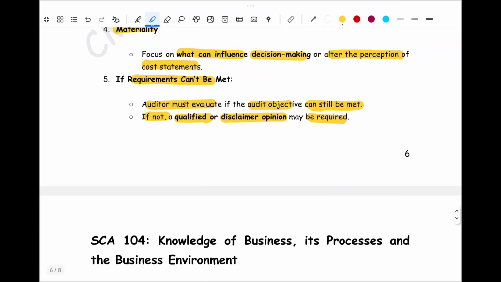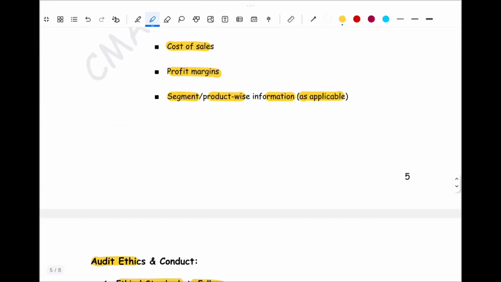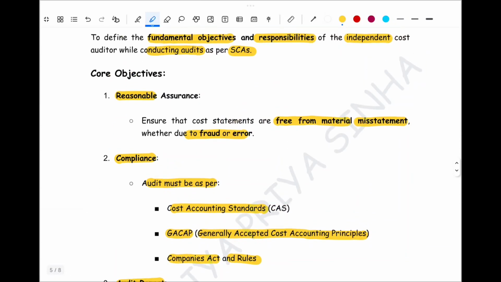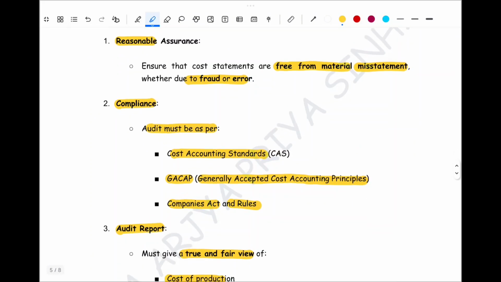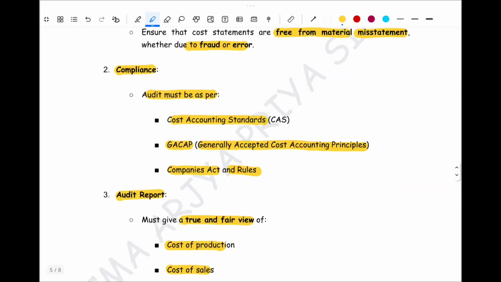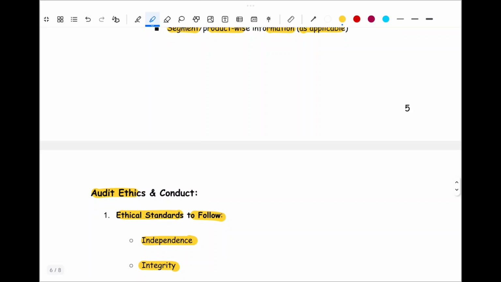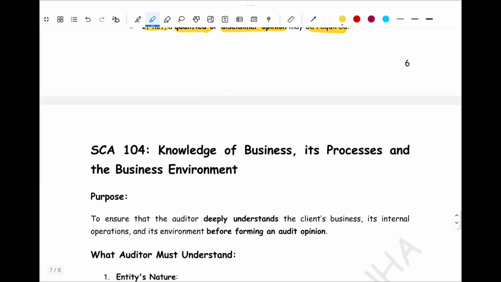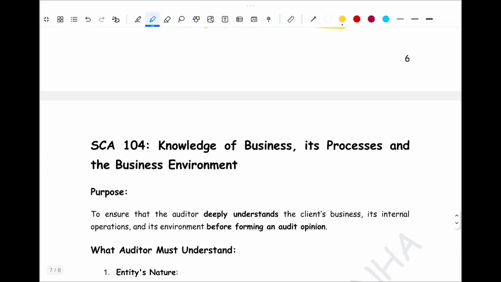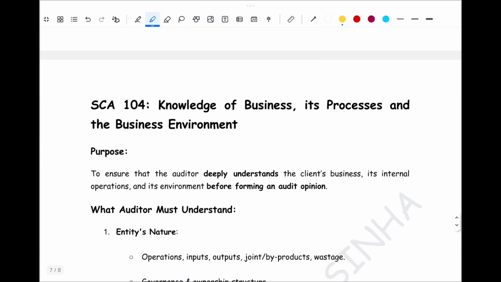So with this we have completed this cost auditing standard, that is 103, overall objective of the cost auditor and the conduct of an audit. I hope it is very much clear to all of you. Next, the last standard issued by the Institute of Cost Accountants of India, that is Cost Auditing Standard 104, deals with knowledge of business, its process and its environment.